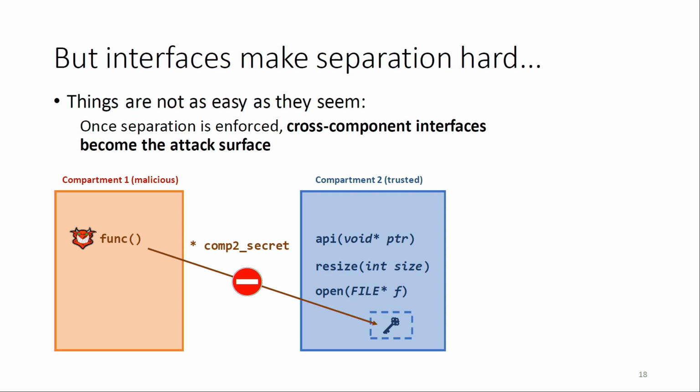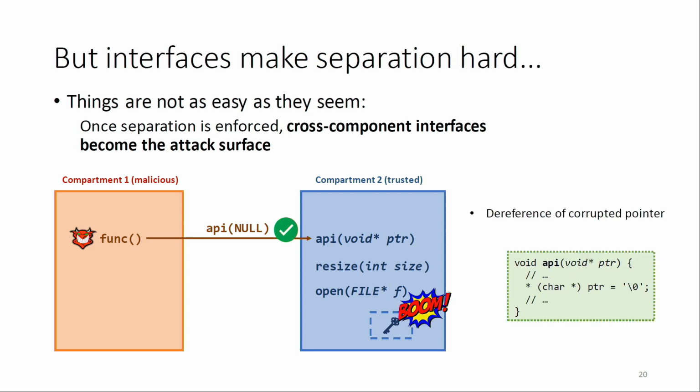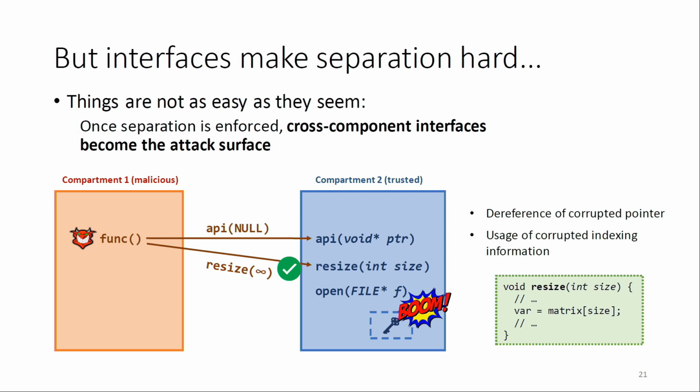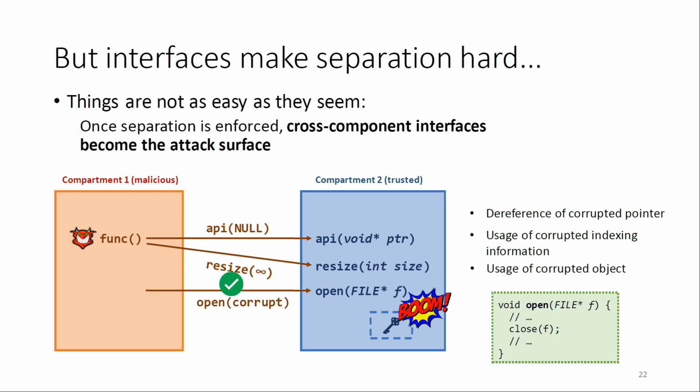The compartmentalization mechanism is going to guarantee us that compartment 1 cannot access compartment 2's memory directly, so doing something like this wouldn't work. However, compartment 1 is still able to do legitimate API calls to compartment 2 with, for example, an invalid pointer. If compartment 2 does not validate the pointer, it will risk exploitation. Another example is the usage of corrupted indexing information, for example, the size, index, or bounds, as is done in this function. Another one is the usage of corrupted objects, such as a tampered file pointer. And there are many others which we'll partially go through in the next slide.